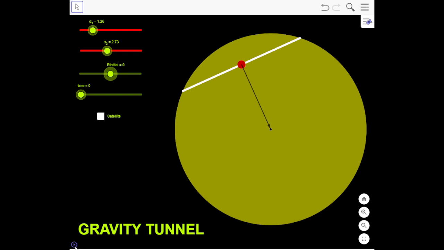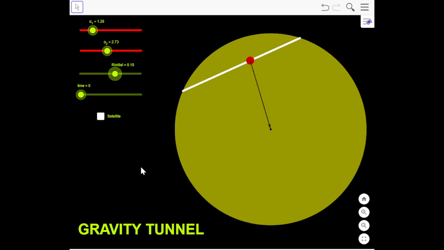Let's see. Yep, see, time is running, but it's not going anywhere. Because all the force is directed straight down toward the center. There's nothing left to go along sideways here to give us any motion. So let's reset. Now let's give this guy just a little bit of an offset. Now what do you think it's going to do now?